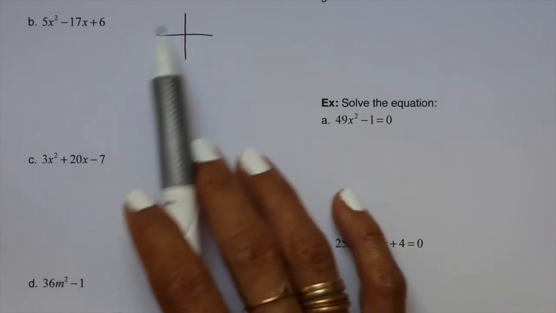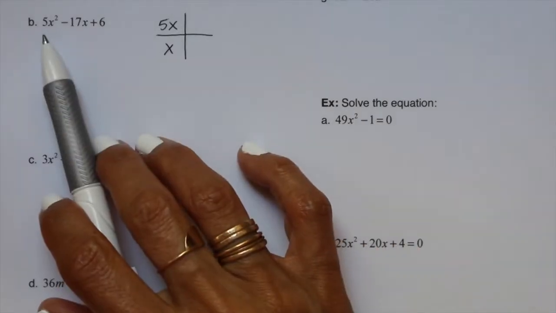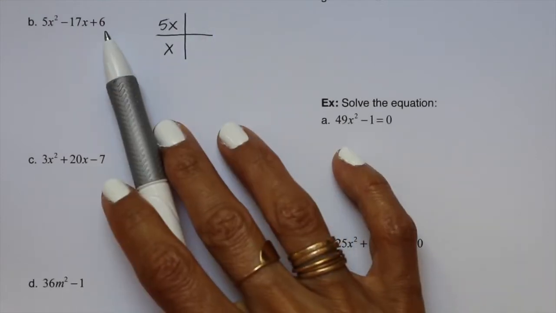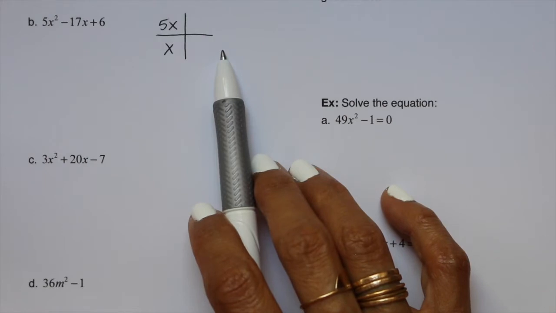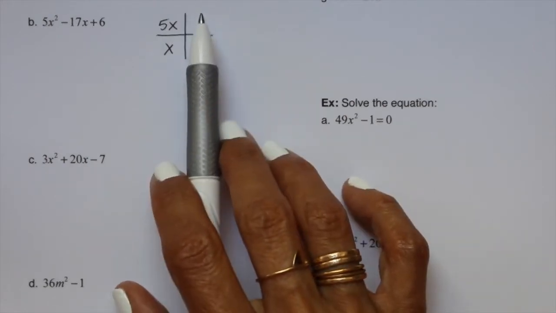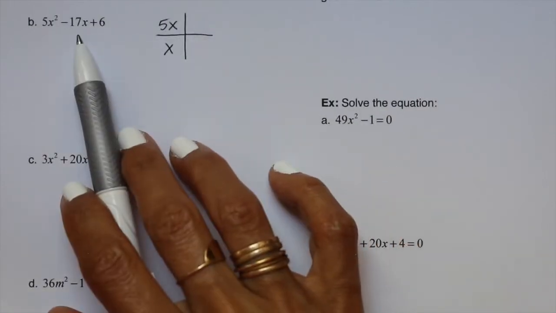Okay, this next example, we're going to go up and down left. So we have 5x times x makes 5x squared. Now we have up and down right. So we need to figure out what multiplies to 6. You have 1 and 6, 2 and 3. So if we use the 1 and 6, it's not going to work, because if we put the 1 here and the 6 here, that would make 30 and that would make 1, which won't combine to 17.